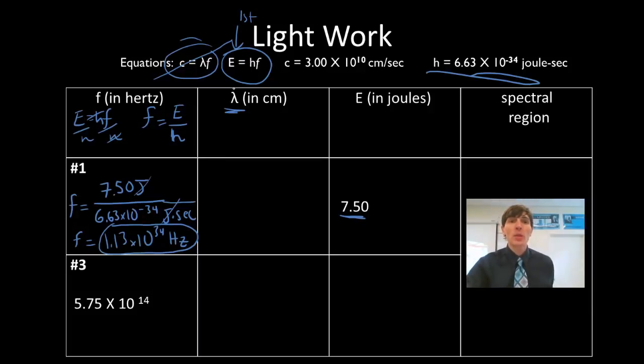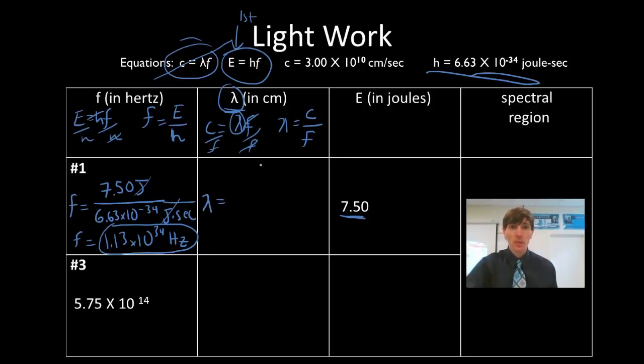So I need to solve for wavelength. I'm going to take my original equation, c equals wavelength times frequency, and rearrange it to solve for wavelength, lambda. So I divide both sides by f. The f's cancel. My wavelength is equal to the speed of light over the frequency. So now I can plug stuff into my equation that I've manipulated and go from there.